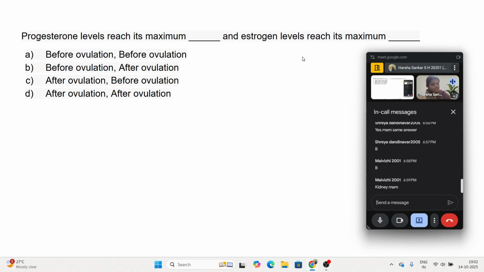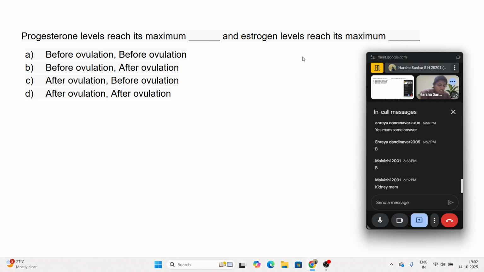They follow a cyclic period of activity, unlike males, where it is very continuous. In females, the process is cyclic, and that cyclicity is regulated with the help of a lot of hormones. Two hormones are progesterone and estrogen. Progesterone level reaches its maximum during ___, and estrogen level reaches its maximum during ___.